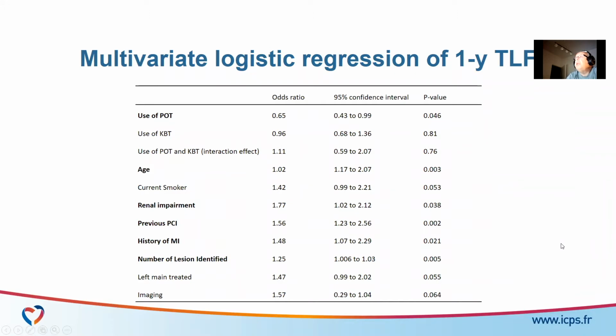When we analyze the predictive factors of 1 year TLF by multivariate logistic regression, we can see that POT is the only one regarding the technical approach, no effect of KBT. All other predictive factors are related to the clinical situation: the age, renal impairment, previous PCI, history of myocardial infarction, and the number of lesions.